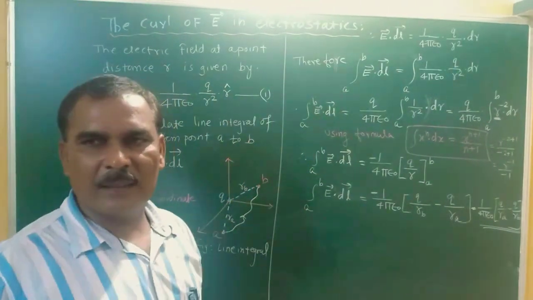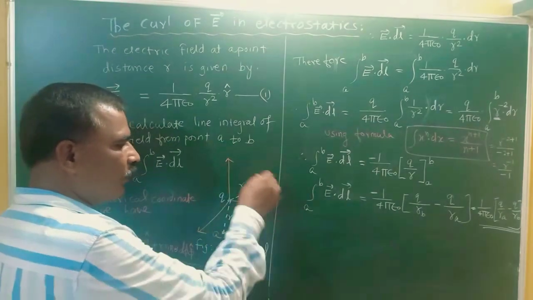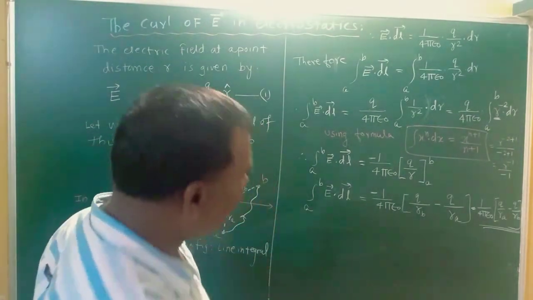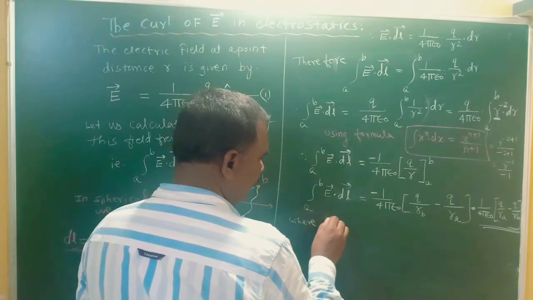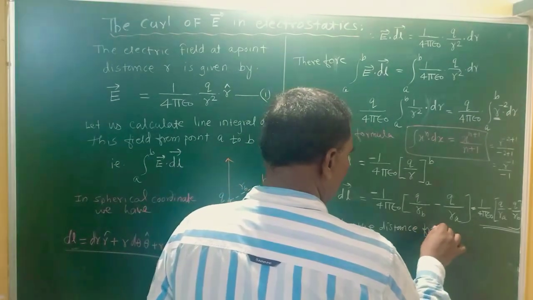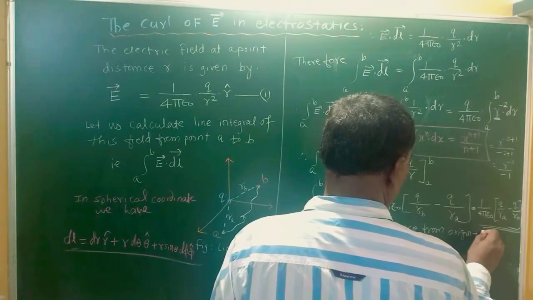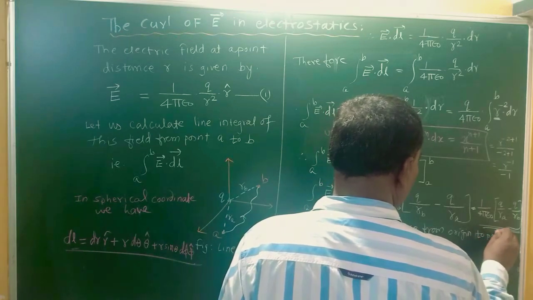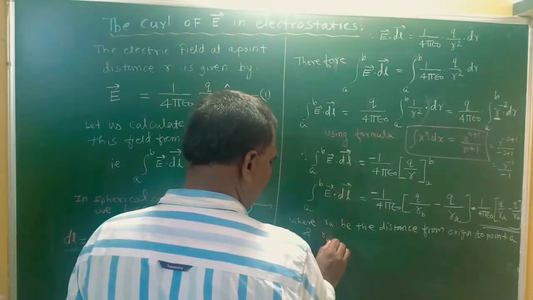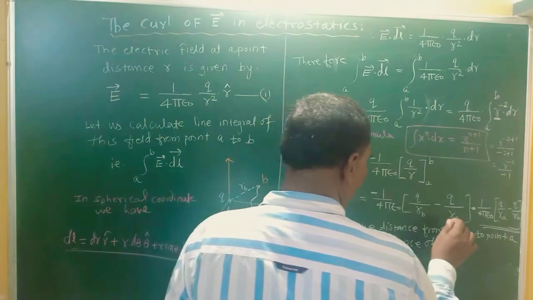But we have to find the line integration of E bar dot dl bar for a closed loop. This is nothing but the loop. For a closed loop we consider rA to be the distance from the origin to the point A, and rB to be the distance of B.